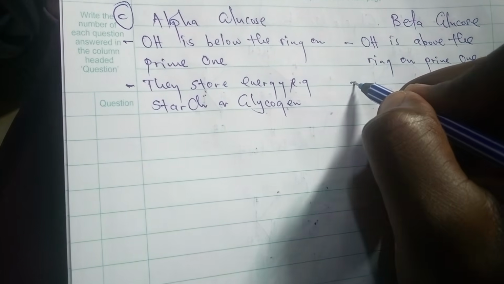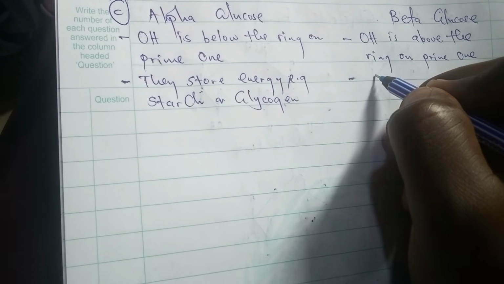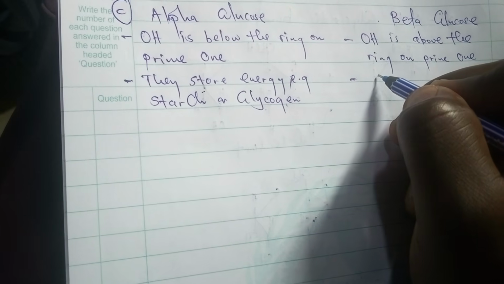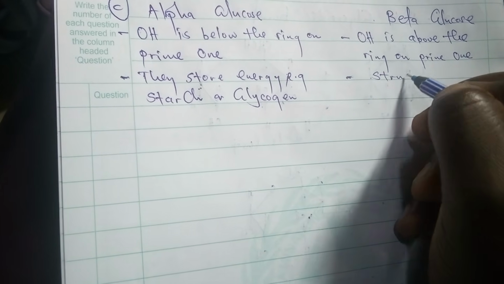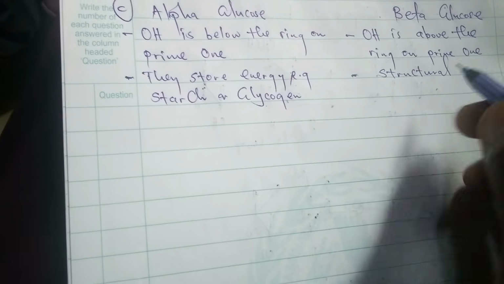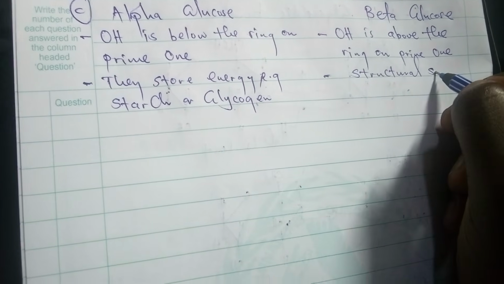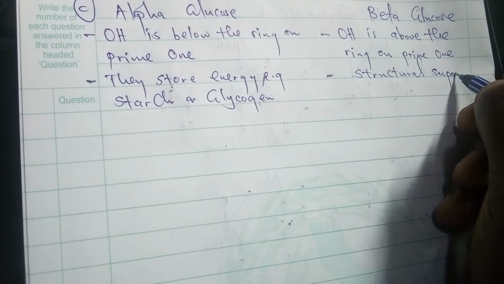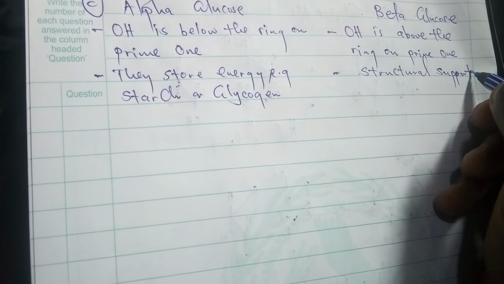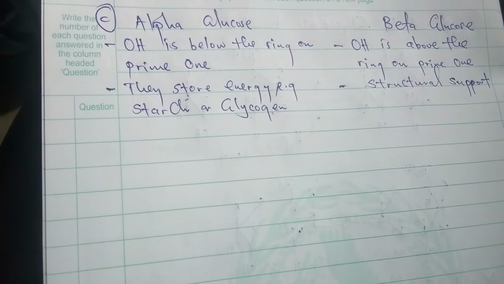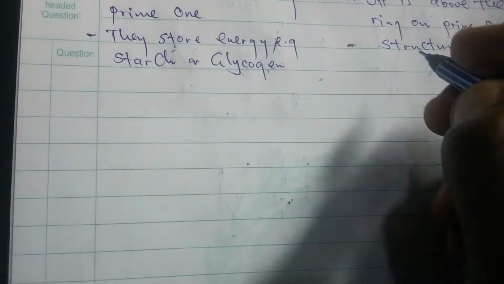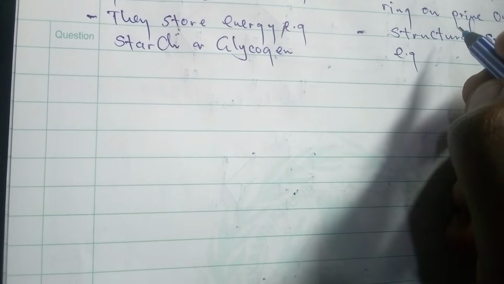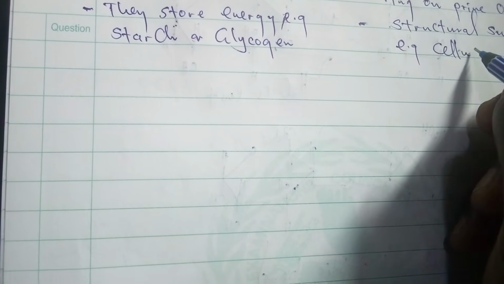And then beta glucose is used in structural support, e.g. cellulose.